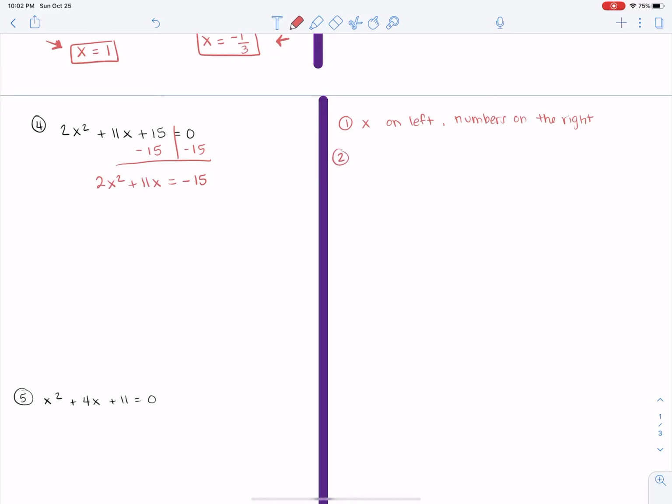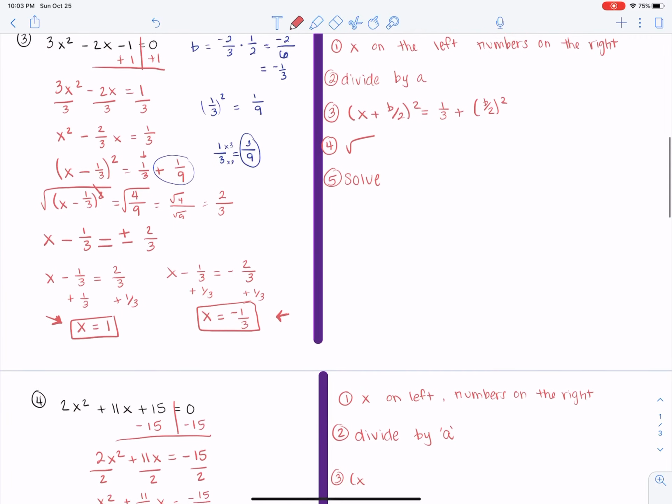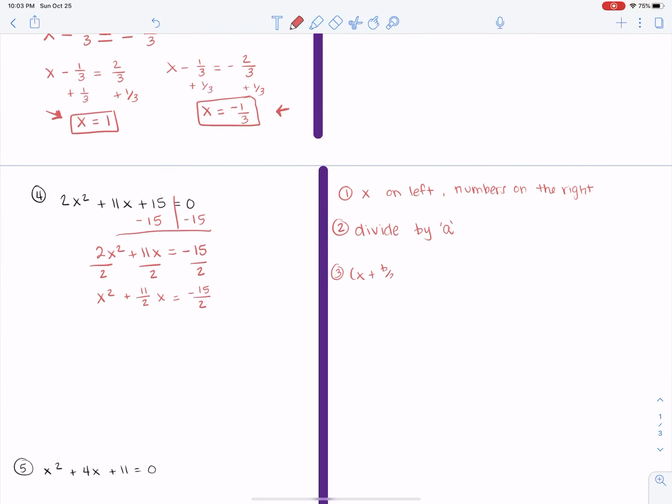Step 2, we're going to divide by a. Our a value here is 2, so divide everything we have by 2. All right, so we have x squared plus 11/2x equals negative 15/2. All right, then you have step 3. We're going to do x plus b/2 equals the number you had plus that b/2 value squared.